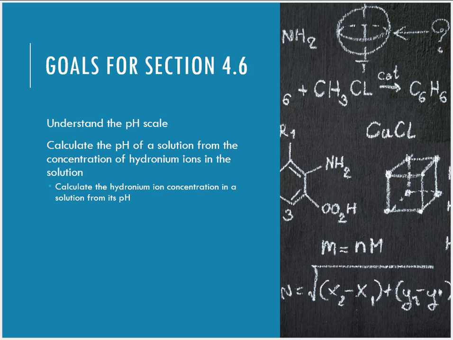All right, Chem 120. For this next section, Chapter 4, Section 6, we're going to understand the pH scale and be able to calculate the pH, or the acidity, how acidic or how basic a solution is, from the concentration of hydronium ions in the solution. So we've just been calculating concentration. Now, using that concentration, we can find the pH of something.